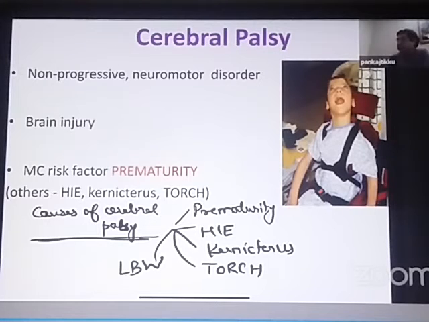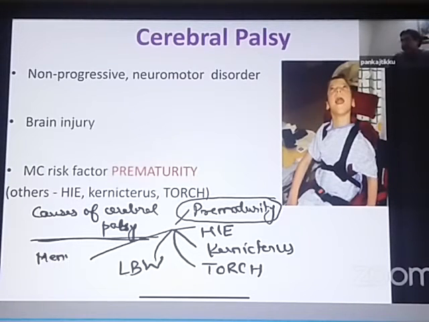However, out of all of these, which is the most common cause of cerebral palsy in children? It is prematurity. A preterm child is probably at the highest risk of developing cerebral palsy, and the more premature the child, the higher the risk. So what are the important causes of cerebral palsy? There are many causes, but the important causes are prematurity, hypoxic ischemic encephalopathy, kernicterus, TORCH infections, low birth weight, even a meningitis occurring very early in life.